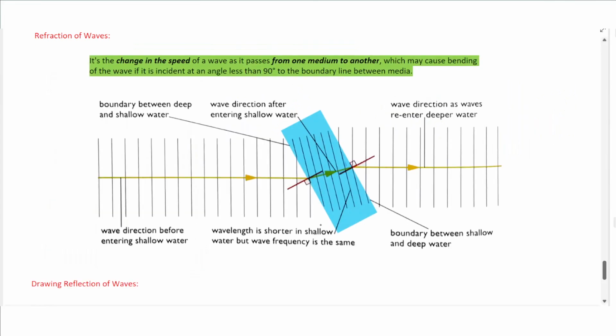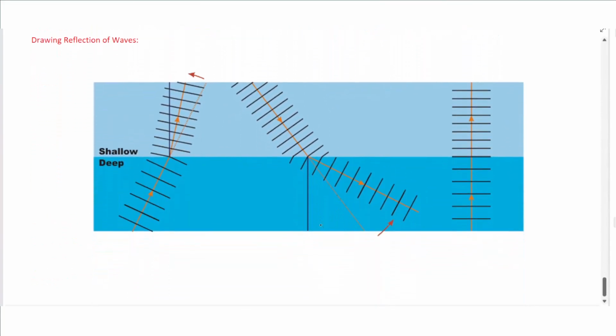The last type of phenomenon is the refraction of waves. The refraction is the change of speed of a wave when it passes from a medium to medium. This can cause bending of waves if the wave is not incident at 90 degrees to the boundary between two media. If the wave is incident at 90 degrees, it will not bend, but the speed will still change, and we call that refraction. Now, when drawing refraction of waves, you make sure that if you are slowing down, you are bending towards the normal, and if you are speeding up, you are bending away from the normal.